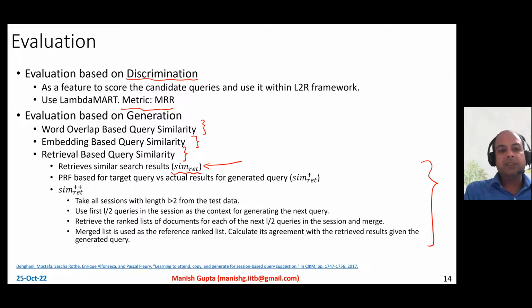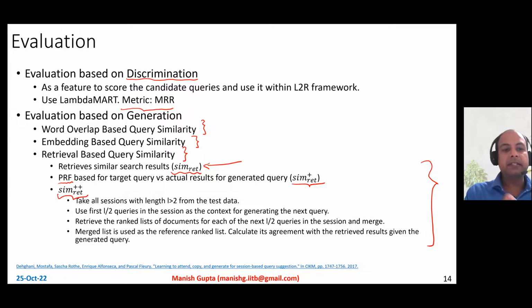The second metric is a pseudo relevance feedback based metric. So the idea is that not just you get top 10 results, but then based on them, you expand the original ground truth query or the generated query and get more results. You do two or three iterations of pseudo relevance feedback and then check if the top 10 results match a lot. Okay. So that's the second metric.